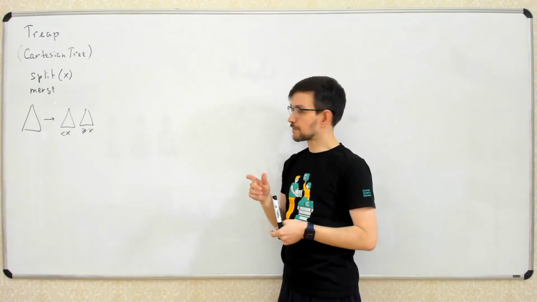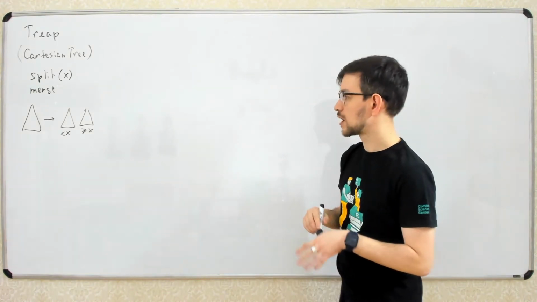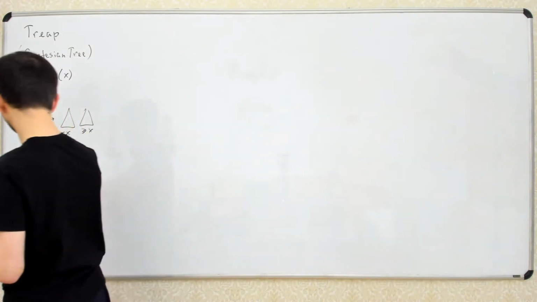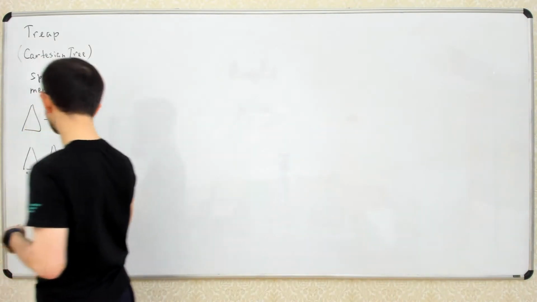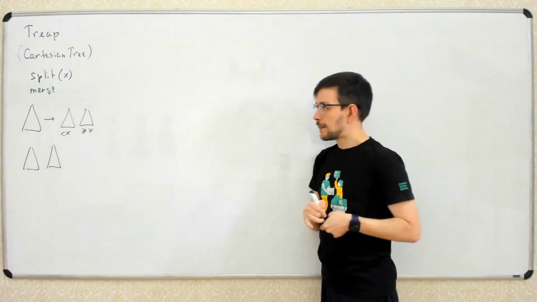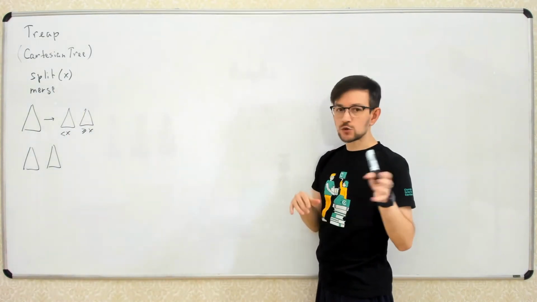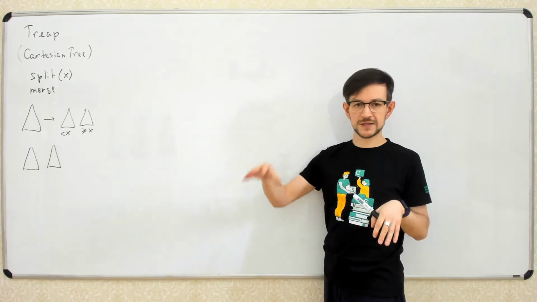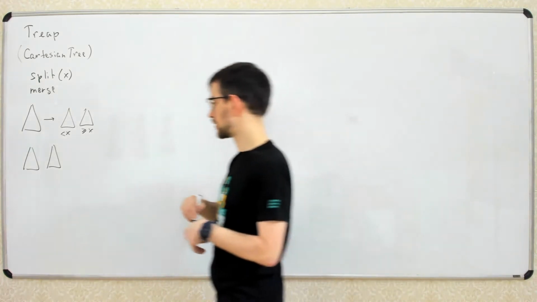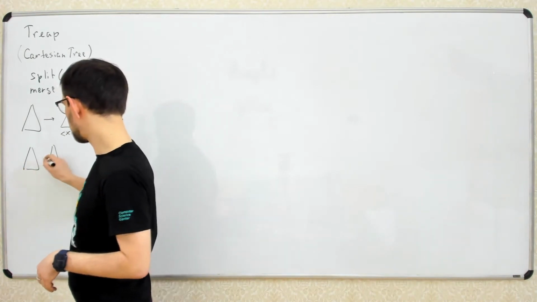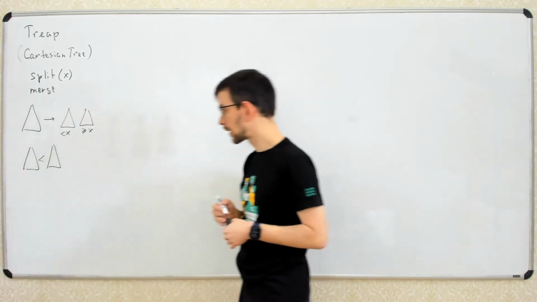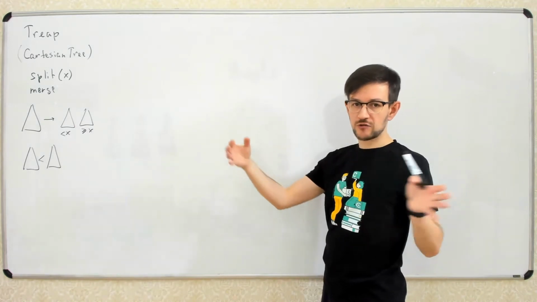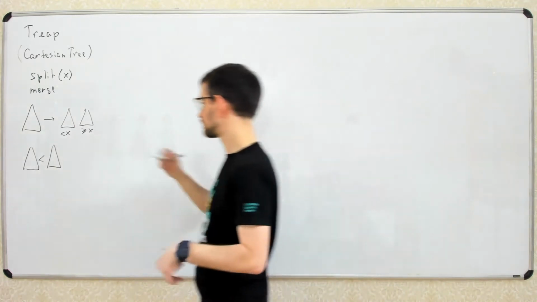Merge operation does the opposite. So you have two separate binary search trees, and you need all elements of one binary search tree to be less than all elements in the other binary search tree. You need all elements here to be less than all elements here. And this operation just combines these two binary trees into one big binary tree.